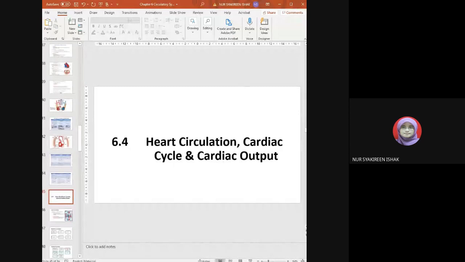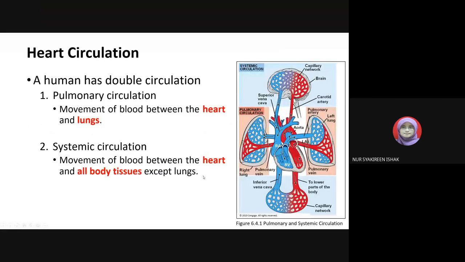So next is heart circulation, cardiac cycle, and also cardiac output. Okay, so heart circulation. So a human has double heart circulation. So we have pulmonary circuit, okay, which is through the lung, and then systemic circuit, which is from the heart to all body tissues, okay, except the lung. So systemic circuit also provides blood circulation to the heart itself.